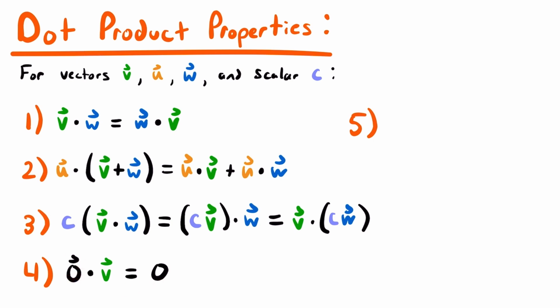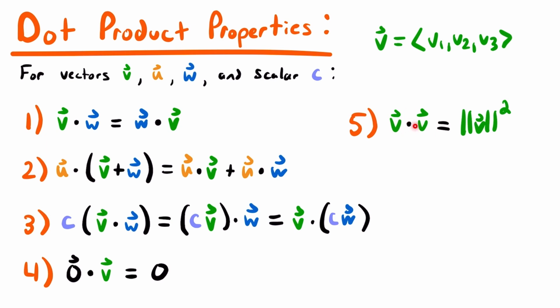Okay, and then finally, we have our fifth property for the dot product. The fifth property is that if you multiply a vector by itself via the dot product, if we have vector v times vector v, that's going to be equal to the magnitude of vector v squared. And the reason why this is true may not initially be clear, but let me show you why it's true. If we assume that vector v is a position vector of the point v1, v2, v3, then the dot product of that vector with itself would look like this. It would be equal to v1 times v1 plus v2 times v2 plus v3 times v3.